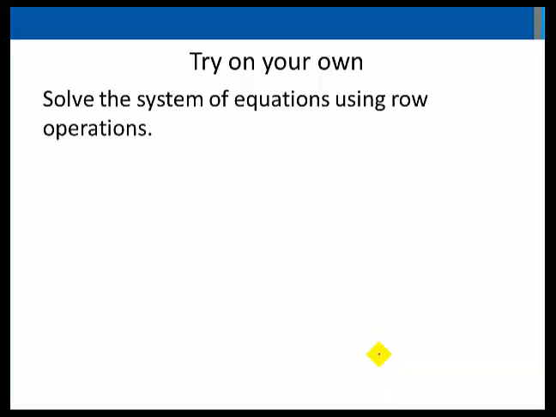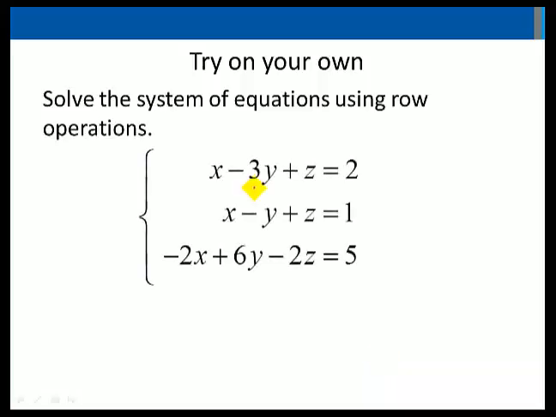Try on your own. Solve the system of equations using row operations. x minus 3y plus z equals 2, x minus y plus z equals 1, and negative 2x plus 6y minus 2z equals 5.